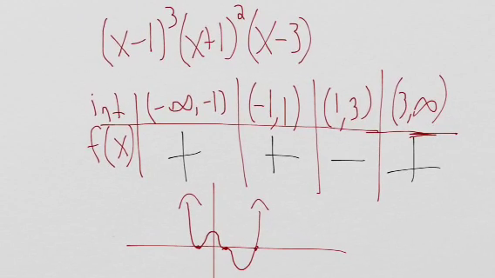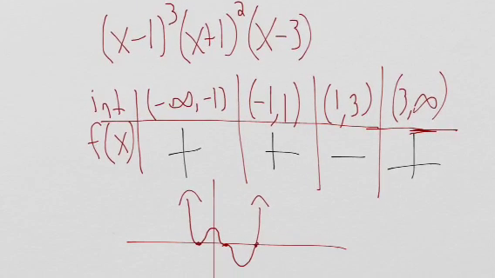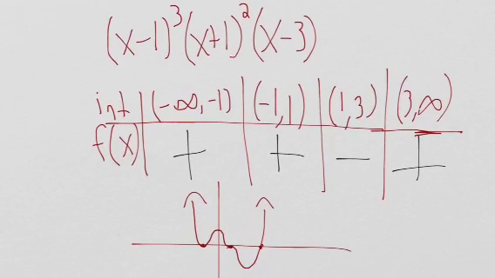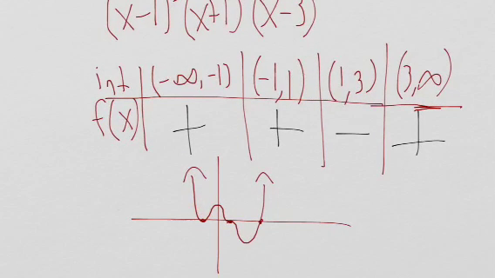And then again, if this were x minus 3 to the 5th power instead of cubed, you would want that shoulder to be flatter. If this were x plus 1 squared, or to the 4th instead of squared, you want this bounce to be flatter.